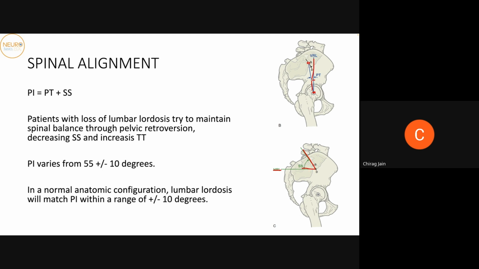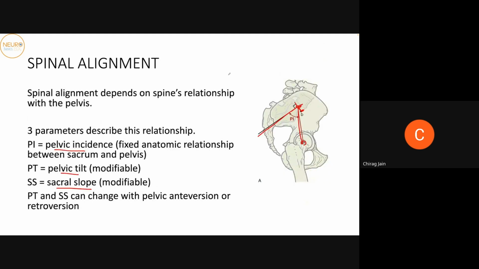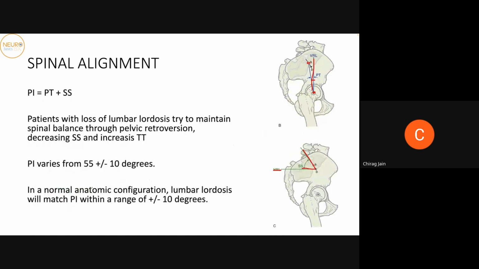So we have two angles here. One is the pelvic tilt and one is the sacral slope. These two together, if you're able to recollect geometry, would actually end up forming the pelvic incidence. The pelvic incidence, as we know, is a fixed relationship between the sacrum and the pelvis. It will not change. But if you tilt the pelvis backwards or forwards, you can change the pelvic tilt and the sacral slope. So these can change with pelvic anteversion or retroversion.